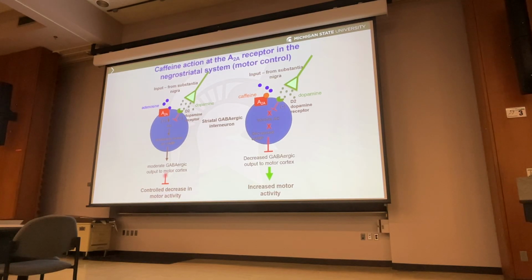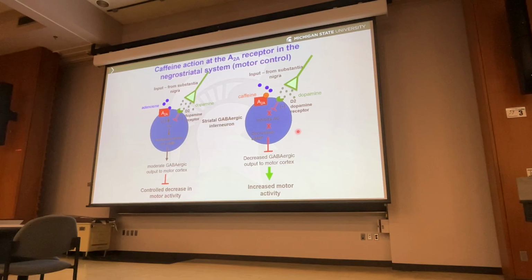Don't worry about this, it's essentially supposed to be saying this. The T is usually an inhibitory thing. In this instance, this inhibitory thing is a controlled decrease in motor activity, not that it's going to inhibit a controlled decrease, okay? Just so that's clear. I know, I'm still working on this figure.